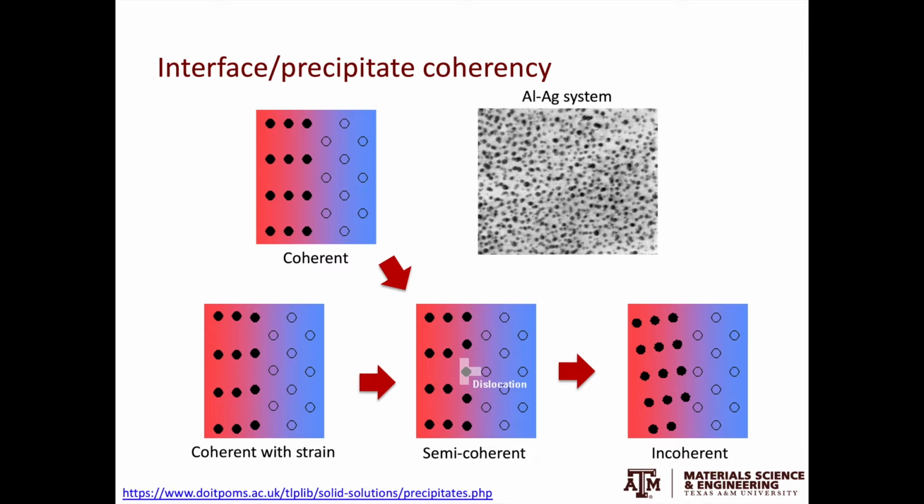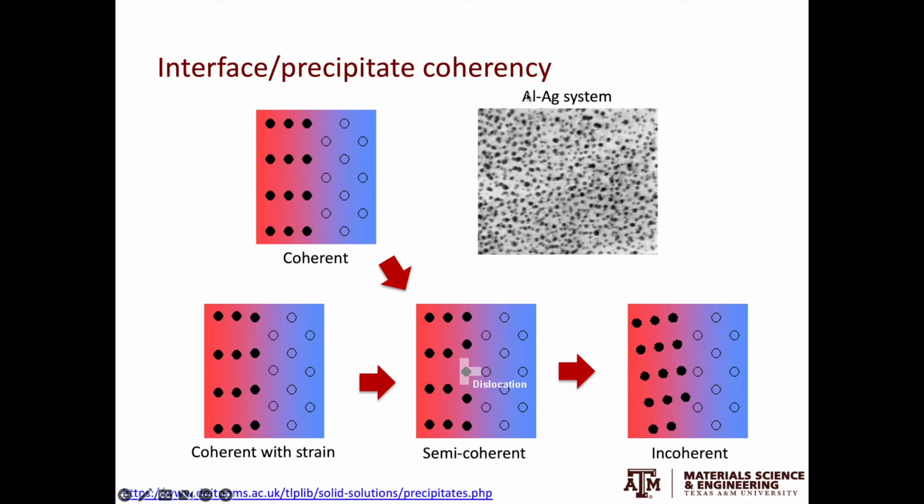When a precipitate forms in the matrix, there is an interface separating the matrix and the precipitate. And this interface can be coherent, coherent with strain, semi-coherent, or incoherent. Let's look at these one by one. For the coherent interface, that's when you have a perfect lattice registry between the precipitate and the matrix. This case is actually extremely rare.